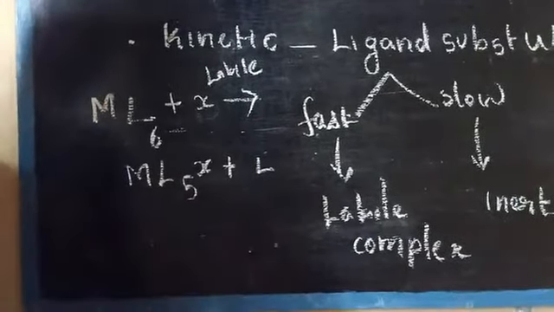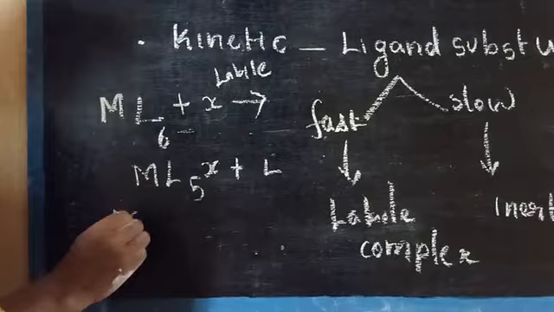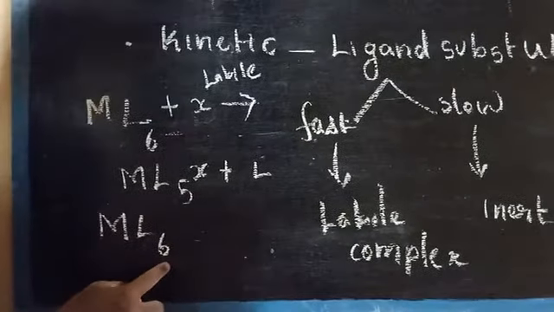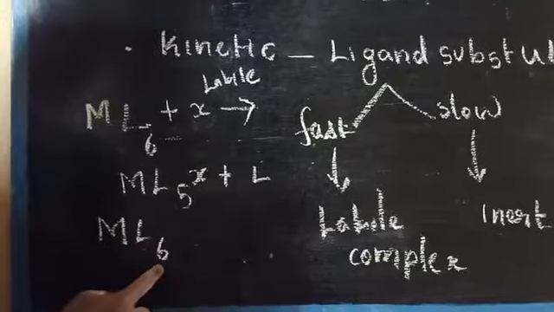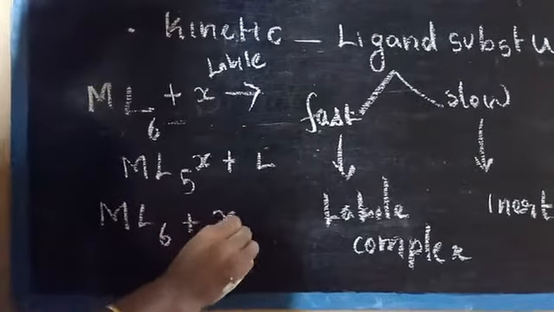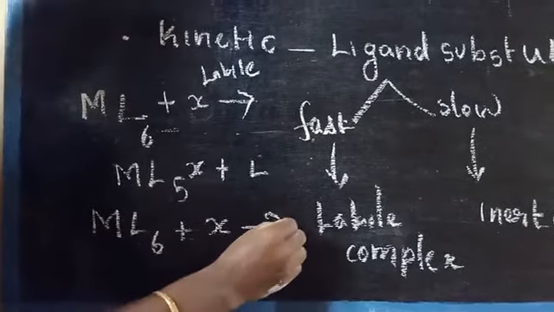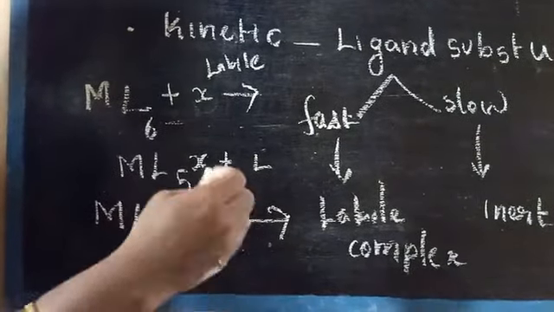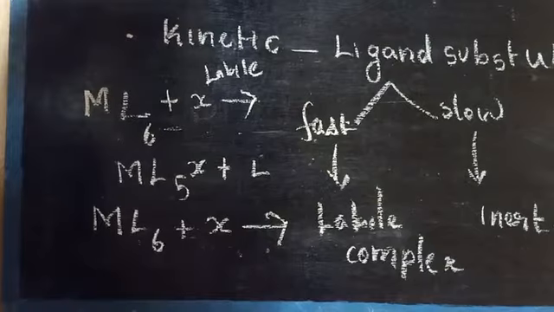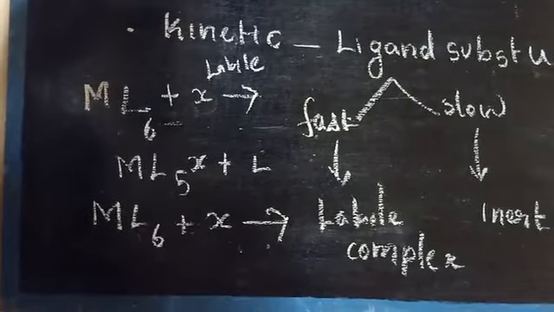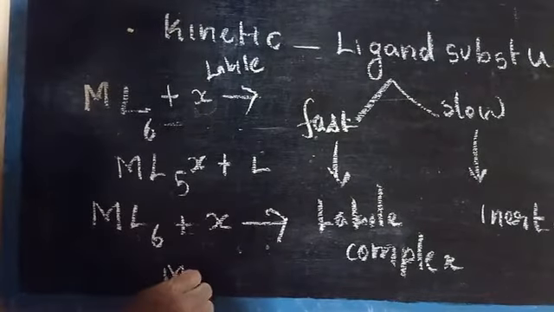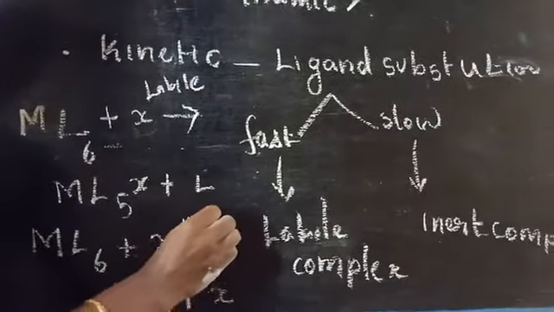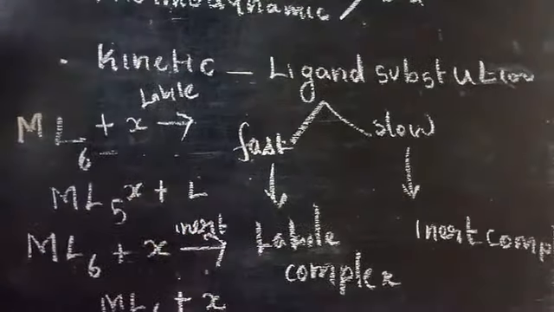But in inert complexes, see this example, ML6, metal with six ligands, an octahedral complex, reacting with another type of ligand. What about the product? This is a slow process, an inert complex. Inert means no reaction takes place, so we get the product ML6 plus X. This one is for inert complexes.